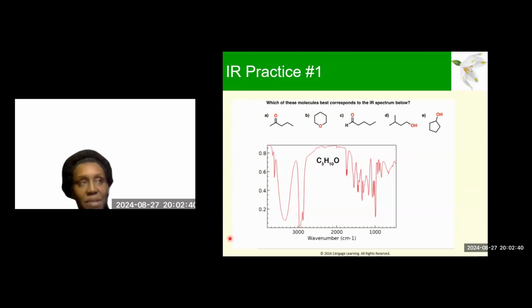So now here's some IR practice. Let's see if you guys can look at this and figure out if it's A, B, C, D, or E. Take note that the chemical formula is given to you. So you should use that when you're trying to determine the answer.